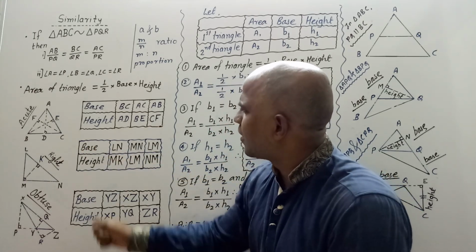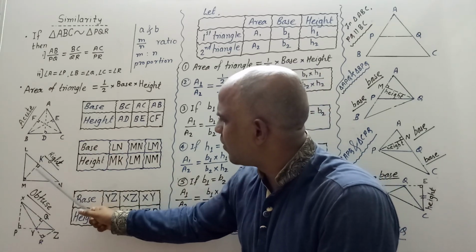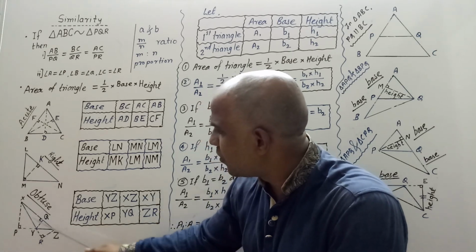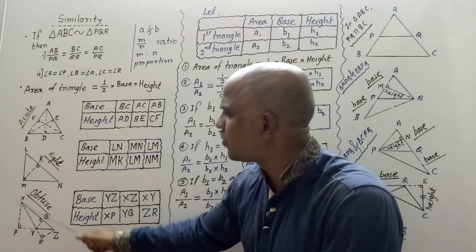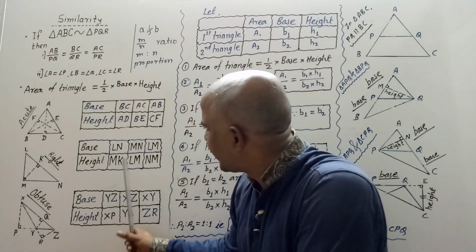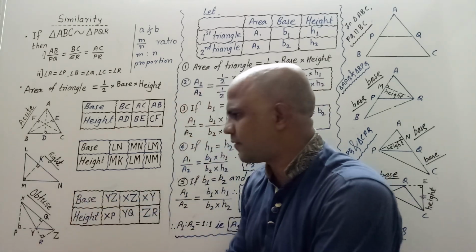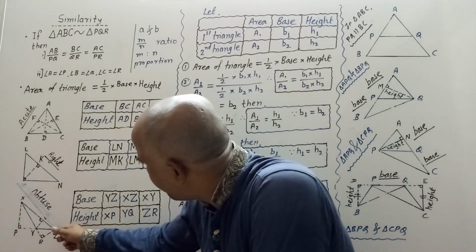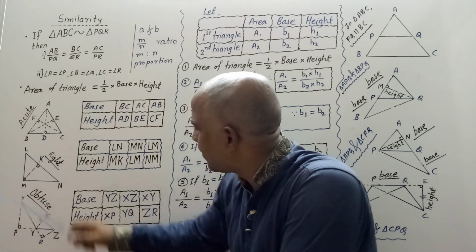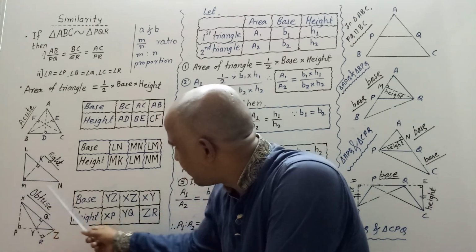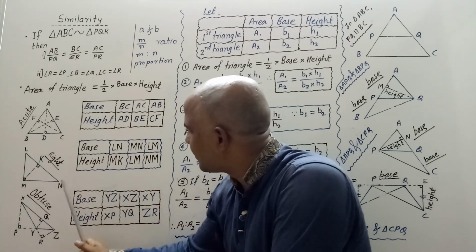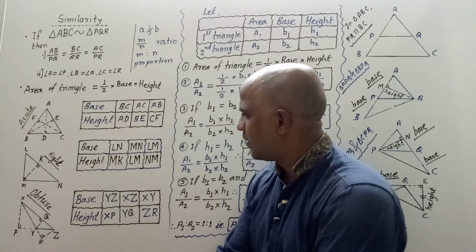Okay. Here we draw 3 heights. Here only one height is visible. Here one is inside the triangle and the other two are outside the triangle. We'll discuss this. Now here if you take LN as the base, then height is obviously from M. If LN is the base, then its height is MK. If MN is the base, then height is LN. If LM is the base, then height is NM.